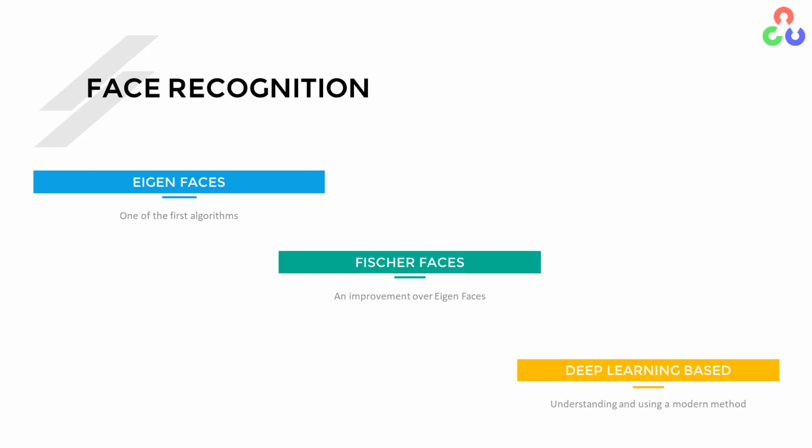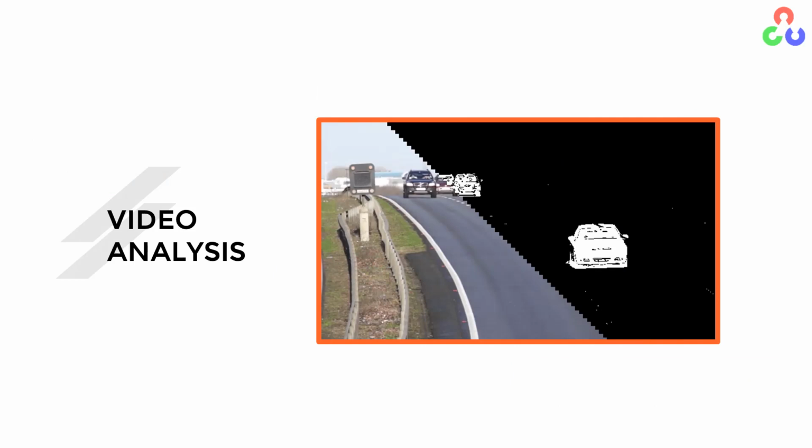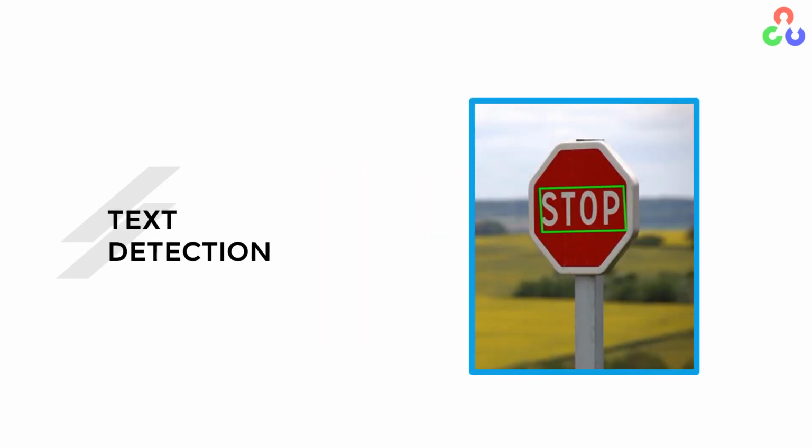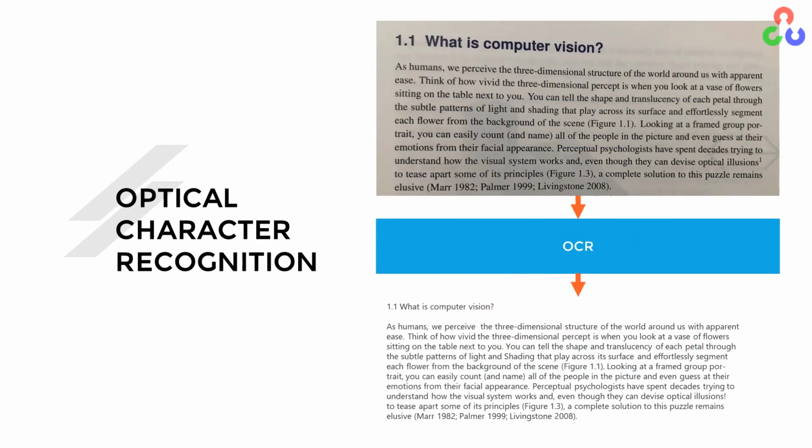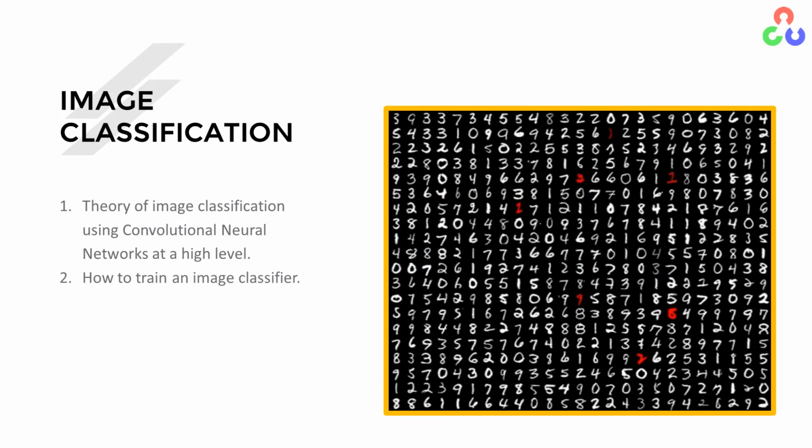Next, we will move on to algorithms for video analysis like background subtraction. Another important category in computer vision is text detection and optical character recognition. These techniques are very useful in applications like document analysis and automatic number plate recognition. Next, we will cover image classification. We explain how to train an image classifier and use it in different applications. Now, this is not a course on deep learning, so we will not go deep into the theory, but focus on practical issues like which architecture to choose for what kind of applications.